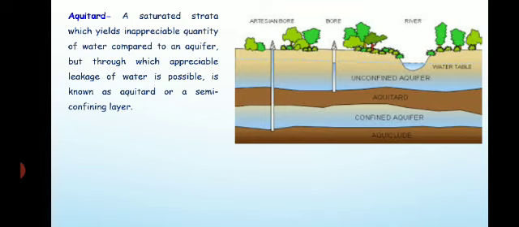Then there are a few terminologies which you must know, that is, what is an aquitard? First you have understood what is an aquifer. An aquifer is a saturated, large body of permeable material where groundwater is present in the saturated zone. Then we'll see what is an aquitard. An aquitard is a saturated strata which yields inappreciable quantity of water compared to an aquifer. In an aquitard, the yield will be less compared to an aquifer. It is like an aquifer, but the yield is less.